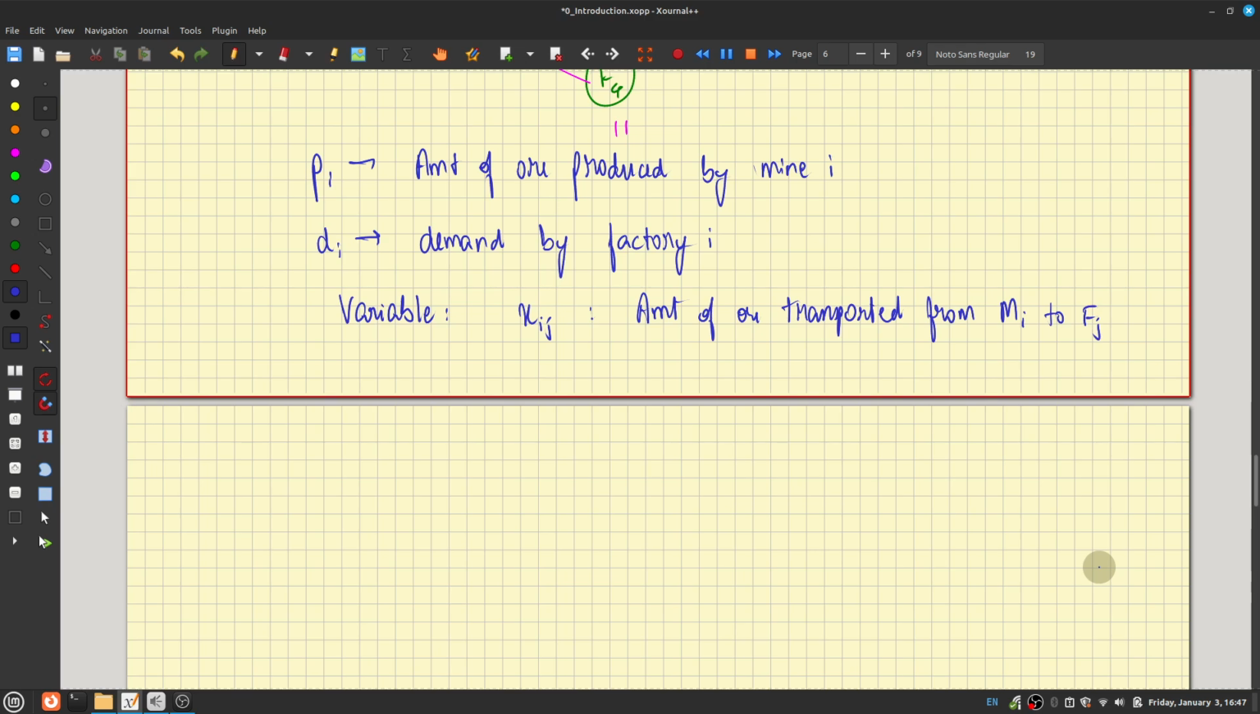Right? So alpha ij is the cost of transporting ore from mi to fj per ton. Right? So if I transport xij tons from i to j, then the cost that I'll incur is alpha ij times xij. Okay? Again, we'll begin with the simplifying assumption. Okay, so what would be the objective function?